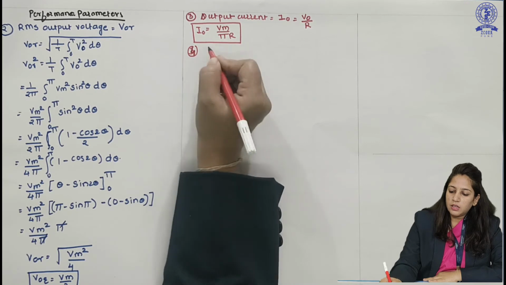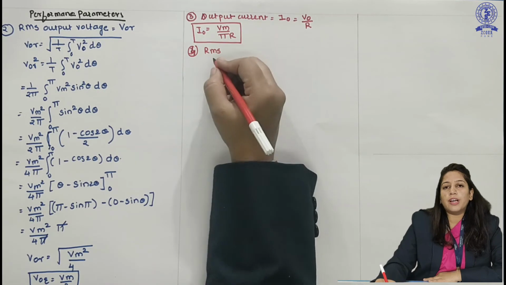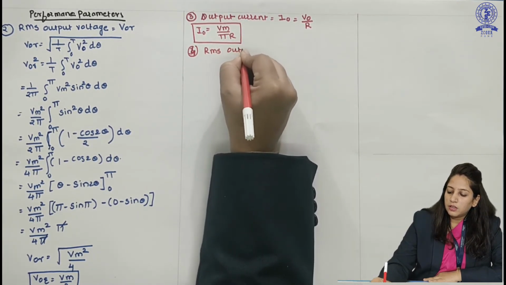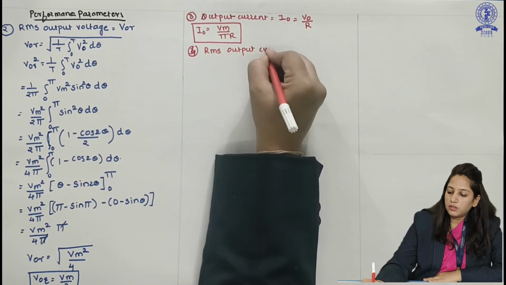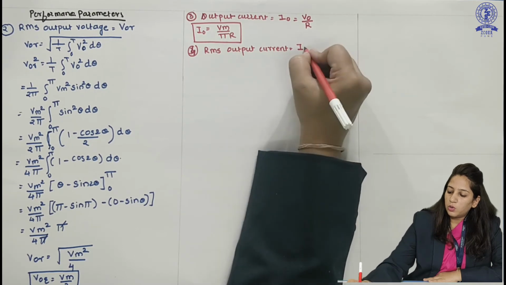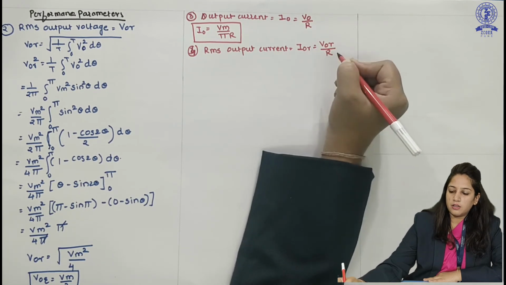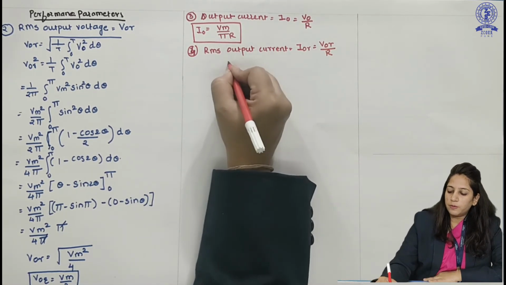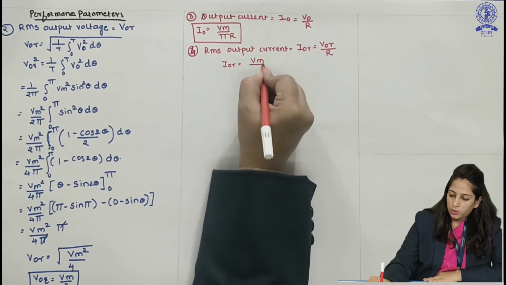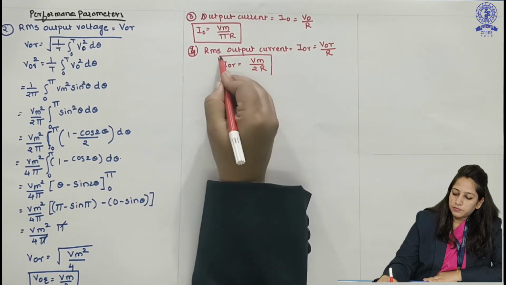Now fourth is RMS output current. You will come to know why we are finding out all these things. RMS output current IOR is equal to RMS output voltage upon R. RMS output voltage we have found out, so IOR is equal to Vm upon 2 into R.